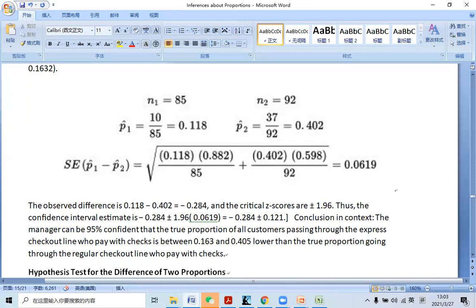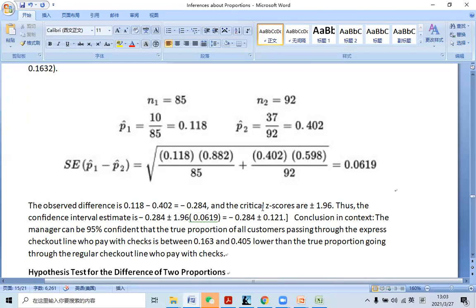The difference is pretty big. The difference is like negative 0.284, 28.4%. So the fast line is 28.4% less likely to pay with checks.